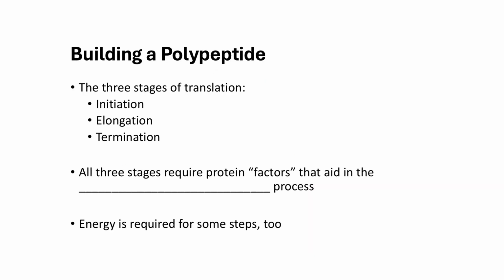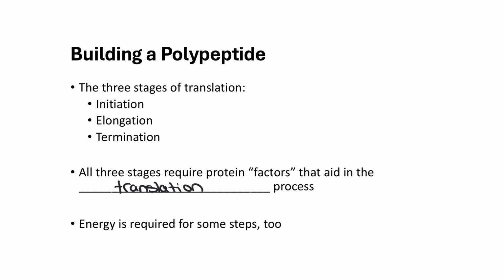Just like we saw in transcription, there are 3 stages of translation: the initiation stage, elongation, and termination. All 3 stages require protein factors that aid in the translation process.